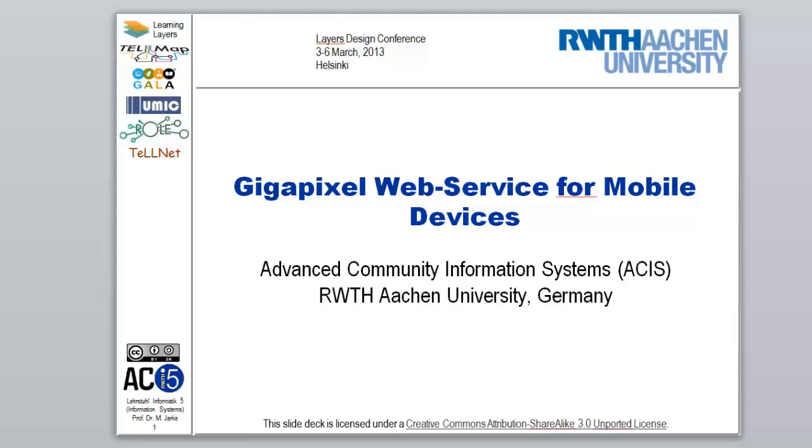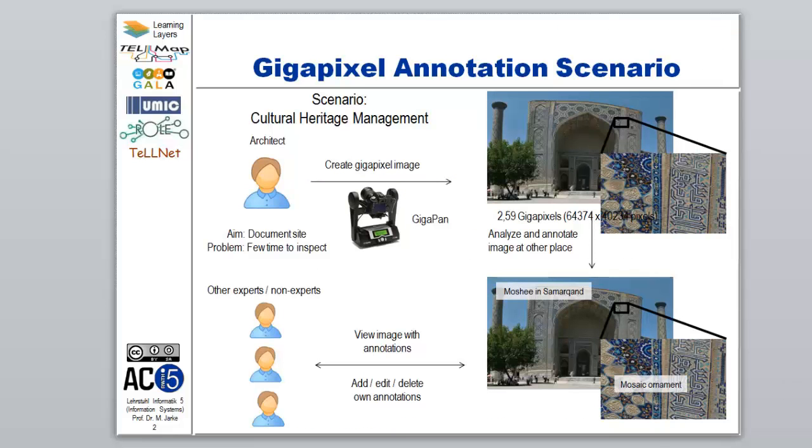As a scenario, a person, in our case an architect, can create a gigapixel image using a GigaPan device and make it available for other users, who can view the image with annotations, or they can edit, add, or delete their own annotations. We will begin by showing the upload of gigapixel images.